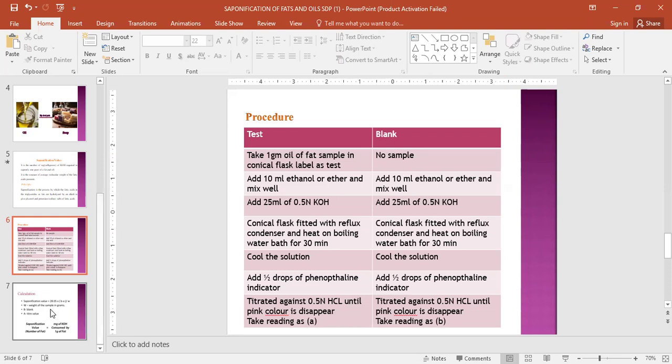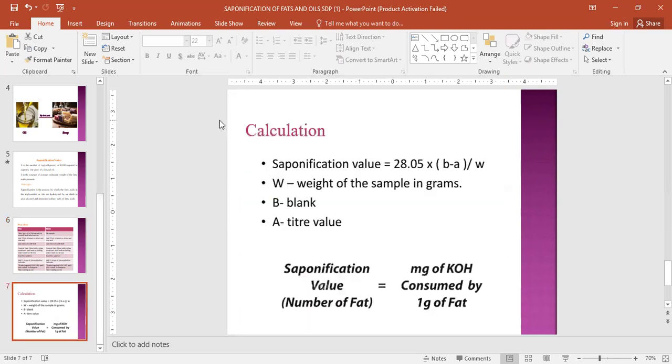So next is the formula for the saponification value. The saponification value is equal to 28.05 into B minus A, divided by W. Here W is the weight of the sample in grams, that is the oil or the fat. B is the reading of the blank solution, and A is the reading for the test solution.